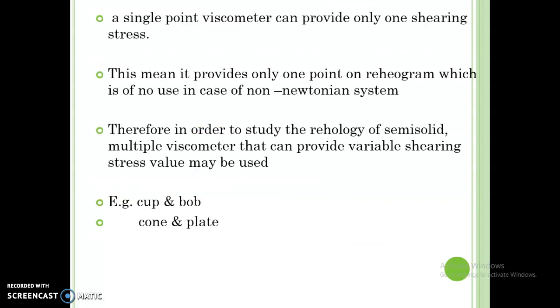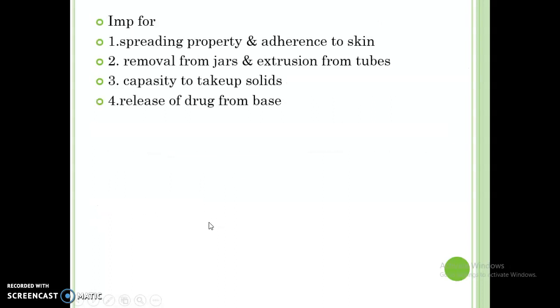So a single point viscometer can provide only one shearing stress. This means it provides only one point on a rheogram, which is of no use in case of a non-Newtonian system. Hence, we require a multiple point viscometer. Therefore, in order to study the rheology of your semi-solid, a multiple point viscometer that can provide variable shearing stress values may be used, like cup and bob and cone and plate. The important thing in rheology is that we have to evaluate the spreading property and adherence to the skin.